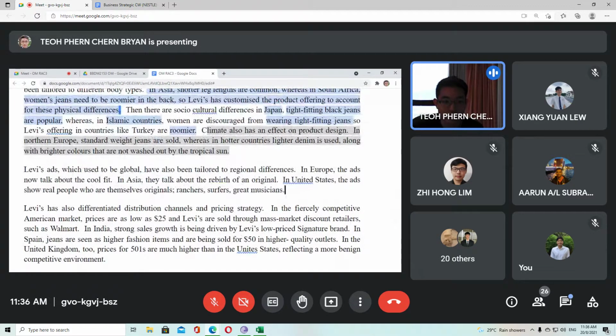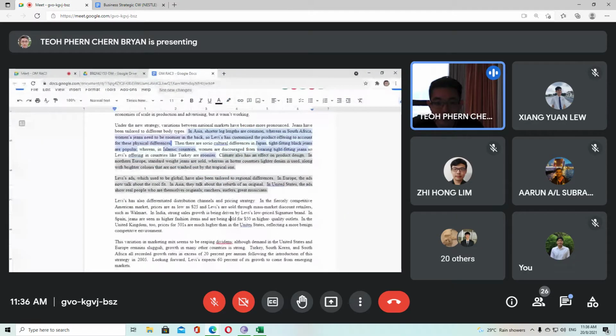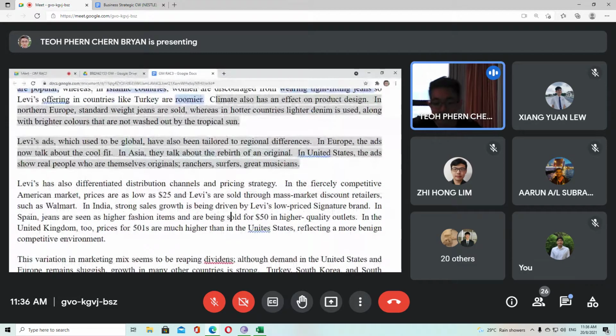Next one is the advertisement. Advertisement must be different for each country because different people wear jeans for different reasons. Some people think it's casual, some people wear it for work, like construction workers, they also wear jeans because it's safe, right? Jeans can protect them, jeans are quite thick. So the way that you sell your jeans in each country is different.